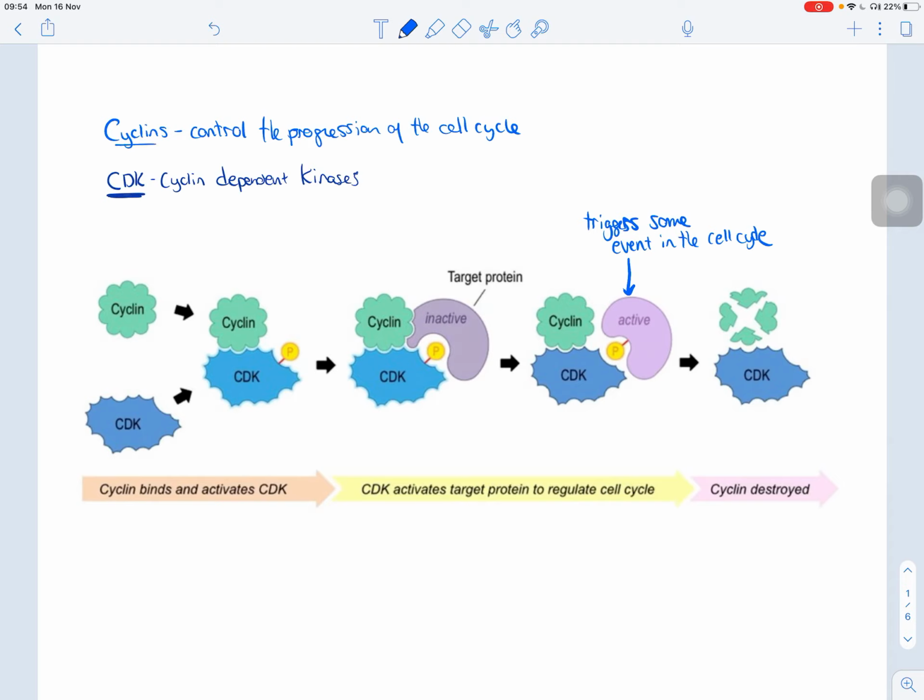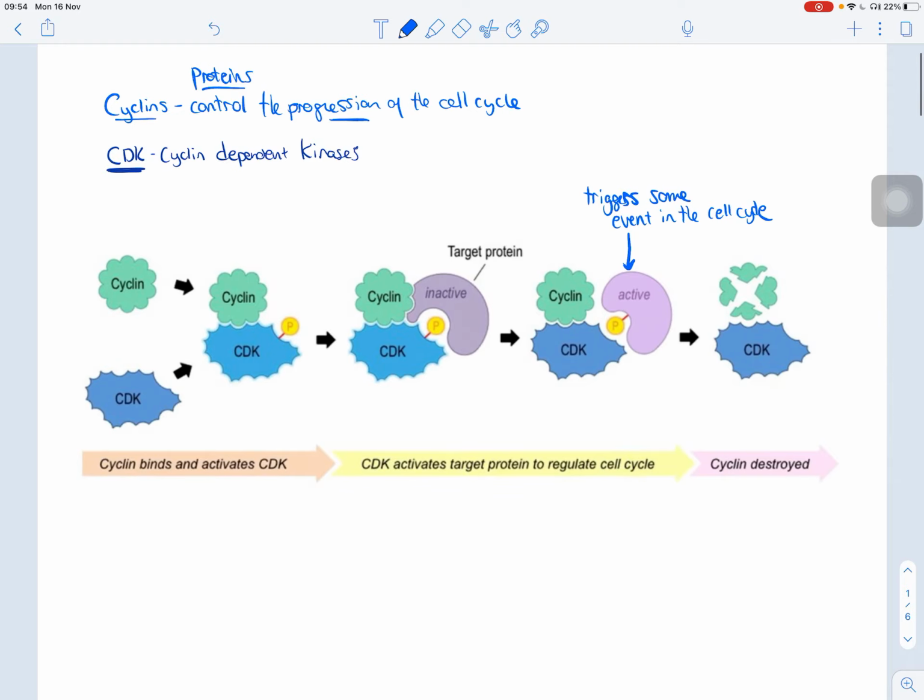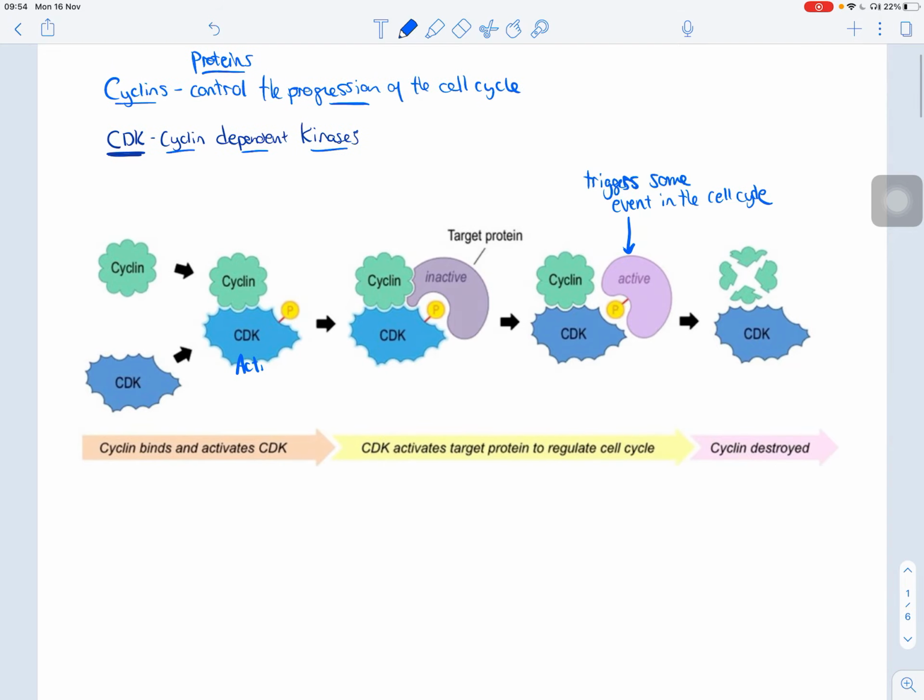Now cyclins are proteins that control the progression of the cell cycle. What they do is they bind with what we call cyclin-dependent kinases. You can see those right here. You can see the cyclins. So they bind together, and when they bind together, the CDK becomes activated.